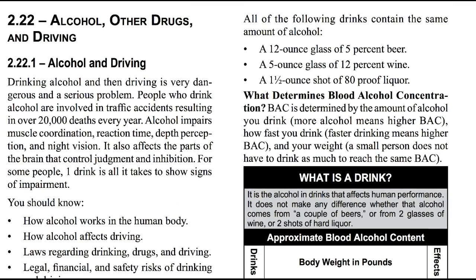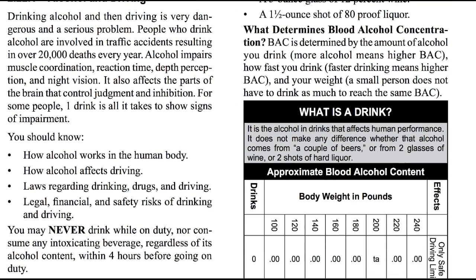2.22. Let's talk about alcohol, drugs, and driving. Alcohol and driving. Drinking alcohol and then driving is very dangerous and a serious problem. People who drink alcohol are involved in traffic accidents resulting in over 20,000 deaths every single year. Alcohol impairs muscle coordination, reaction time, depth perception, and night vision. It also affects the parts of the brain that control judgment and inhibition.